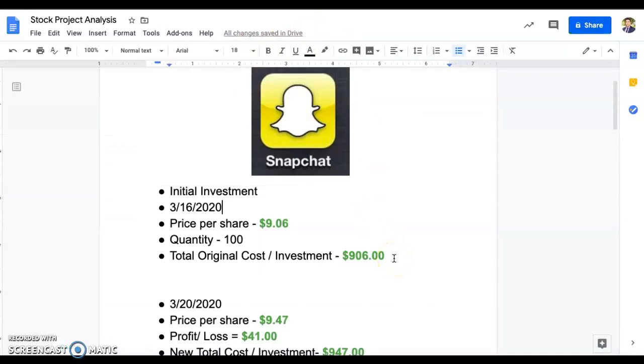So this is what you have to do. You have to create a logo for each company. It will be your initial investment. In this case, Monday, March 16, 2020, the price per share, the quantity, how many shares you bought of Snapchat, and your total original investment was $906.